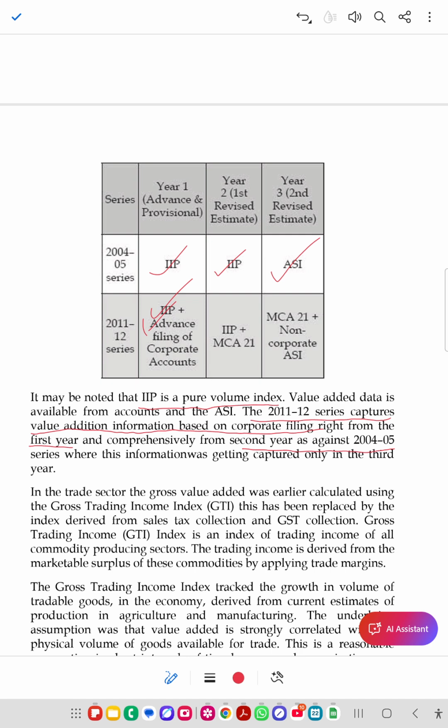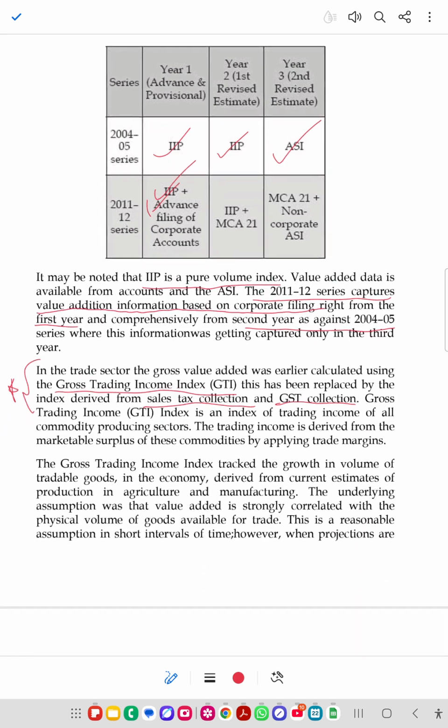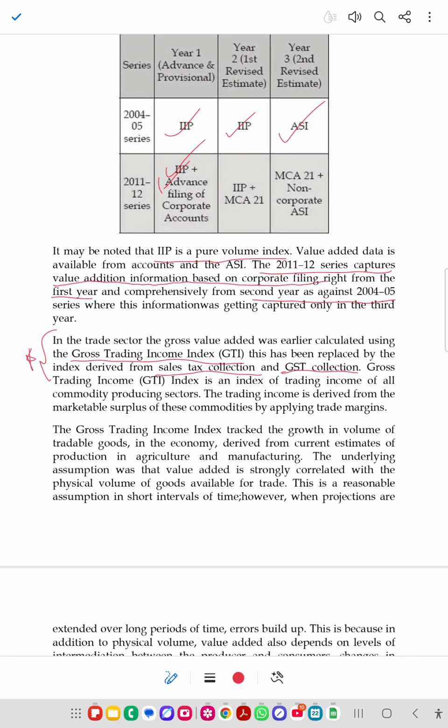In the trade sector, gross value added was earlier calculated using the gross trading income index. This has been replaced by an index derived from sales tax collection and GST collection. Gross trading income is an index of trading income of all commodity producing sectors. The trading income is derived from the marketable surplus of these commodities by applying trade margins.